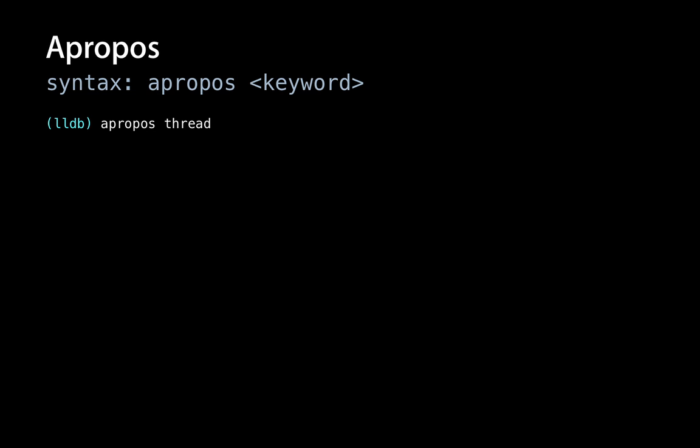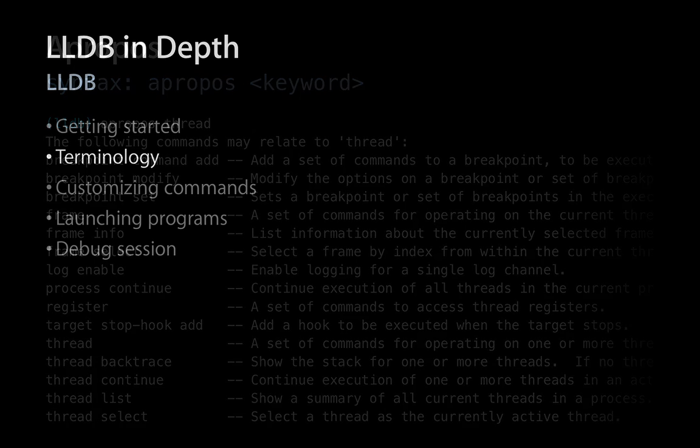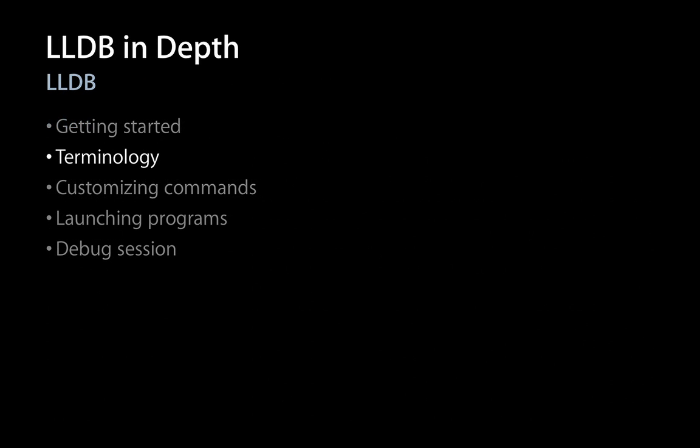If you don't know what you're looking for, but you know it has something to do with the thread, you can use the apropos command. Apropos takes one or more keywords. Again, it's very similar to GDB, and it'll dump out a list of the different commands that you can actually use. You can type help on those commands to see further what you can do with each command after reading the descriptions. So that wraps up the terminology.